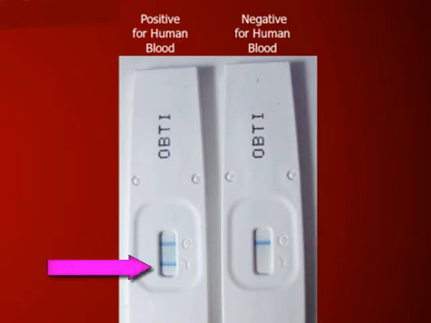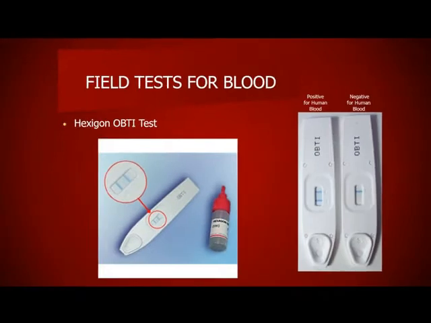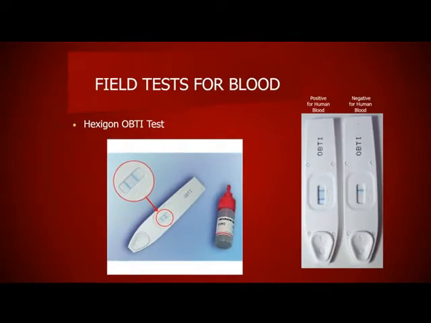The test indicator, which is labeled T, has a blue stripe if the sample is human. If there is no blue stripe, the sample is from an animal.